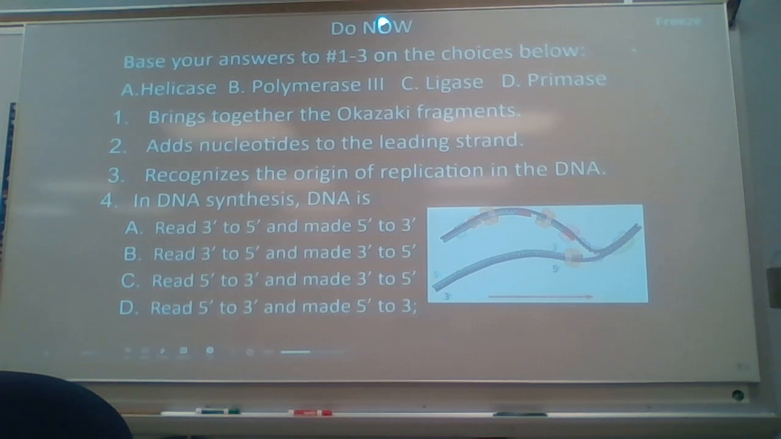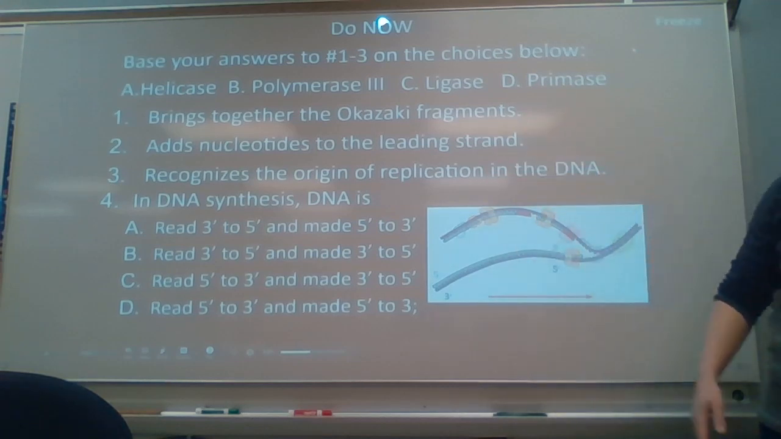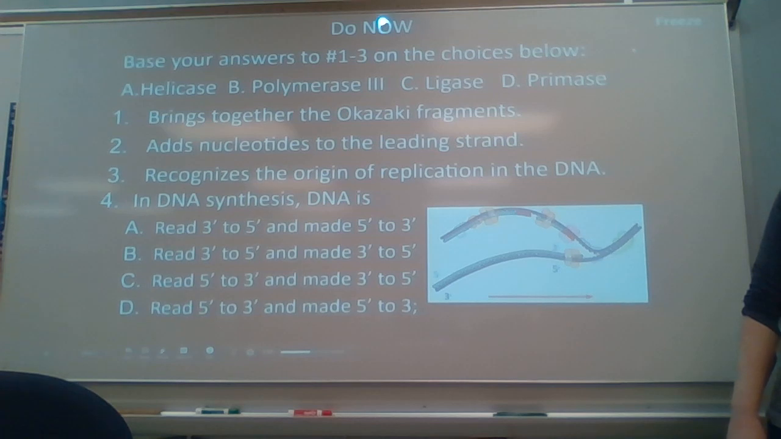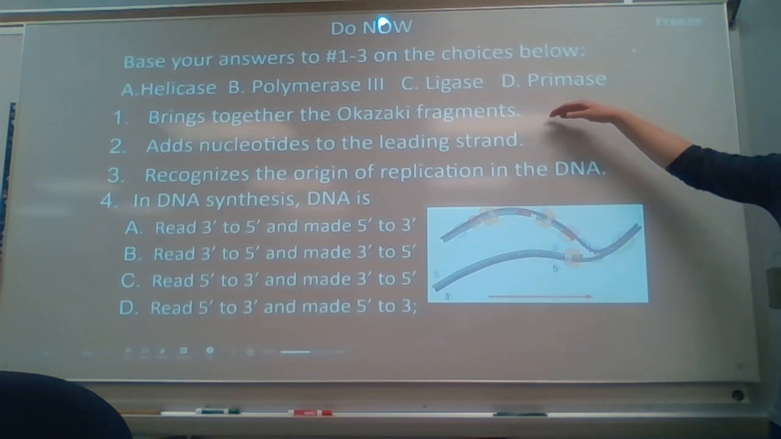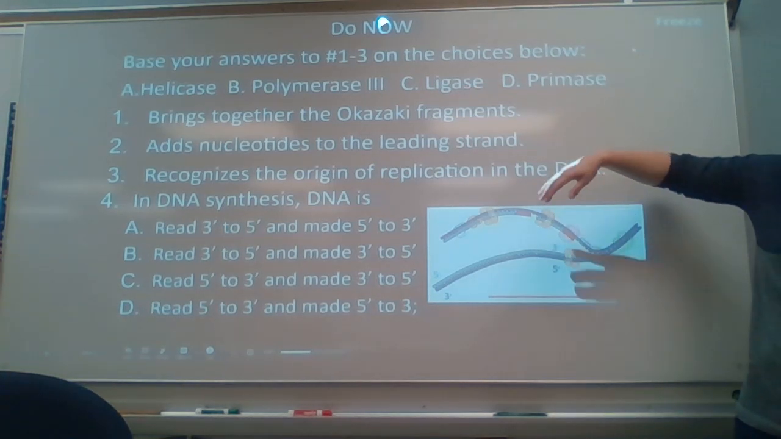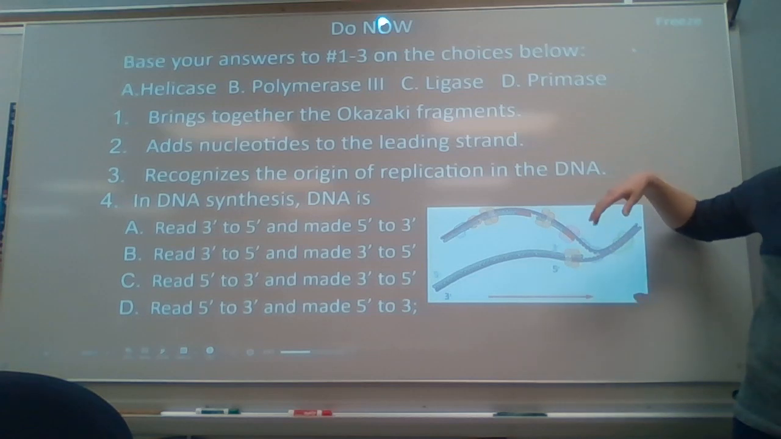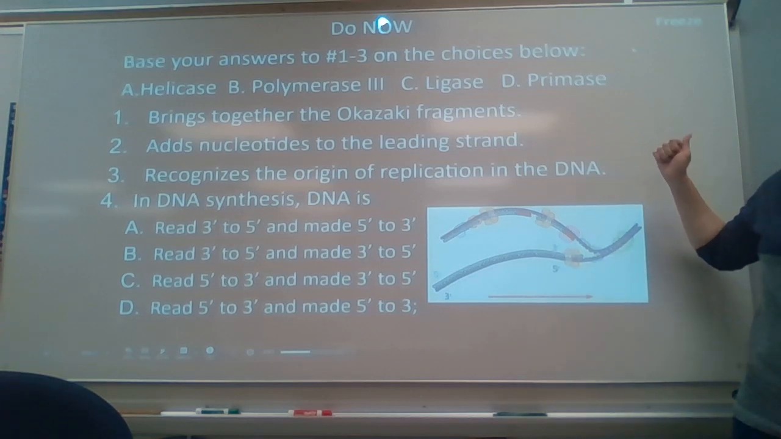Let's go through this. These are the options for 1 through 3, and then 4 is a separate multiple choice question. Out of those 4 enzymes that we talked about, which one connects the Okazaki fragments? The ligase. Good. Which one adds nucleotides to the leading and different sections of the lagging strand? That would be DNA polymerase 3. Good.